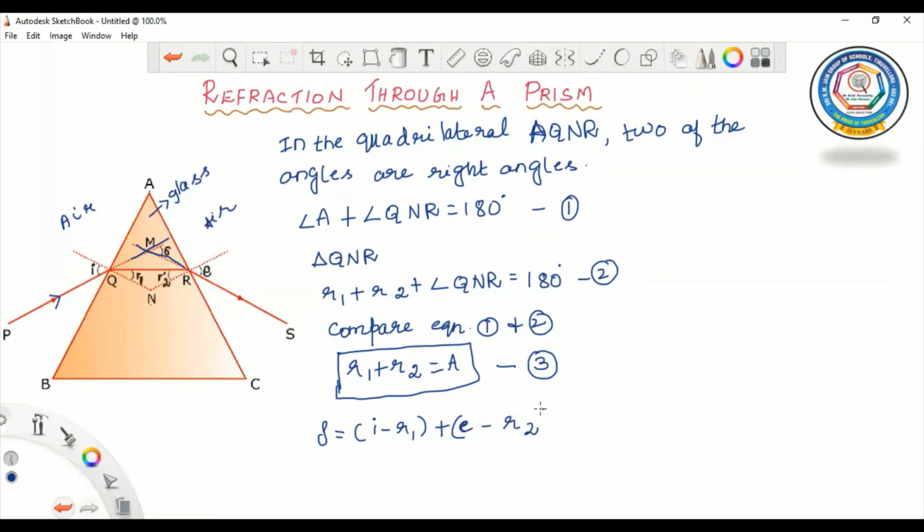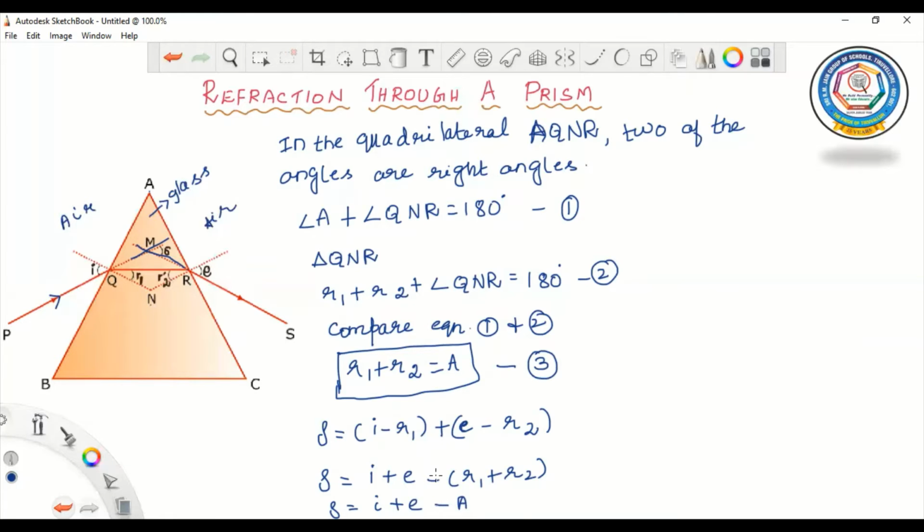So now let us take this equation as I plus E minus R1 plus R2. But already we know that R1 plus R2 is nothing but A. So this total deviation will be considered as delta is equal to I plus E minus A.